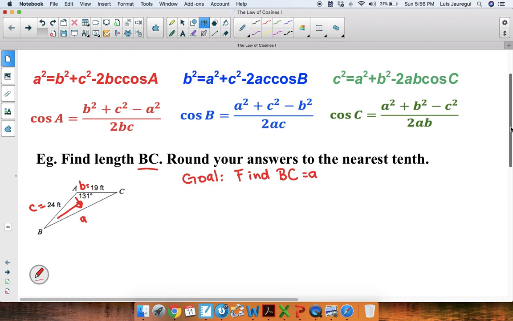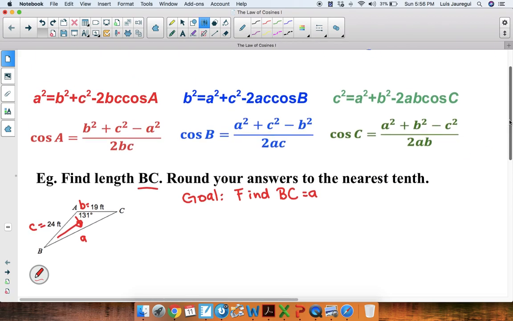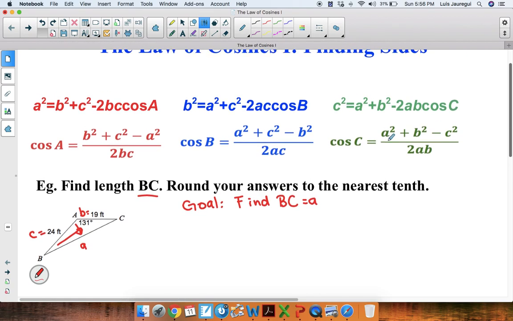Now, looking at the law of cosines, why do we know this is a case for the law of cosines? Well, it's because what you're given is a side, an angle, and then a side. So we're going to look at the different statements of the law of cosines, and specifically we want to be able to find A, so we're going to look for the one that allows us to figure out the value for A.